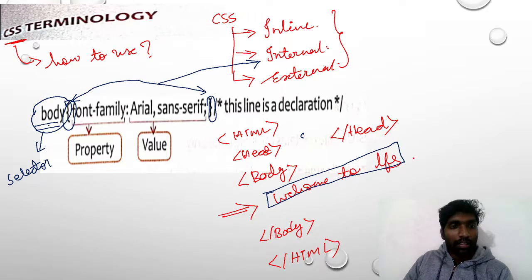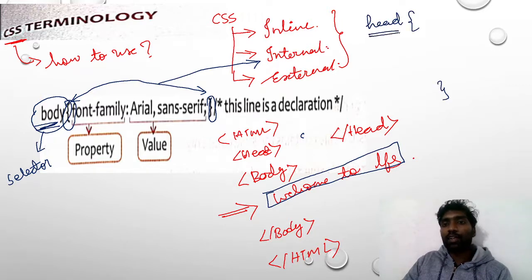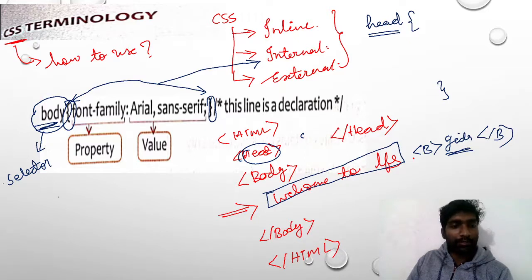Now see here, body selector. If I mention here head, and I open a bracket and close the bracket, now the selector is what? The head tag. So this tag is a selector. If I mention here B for bold, welcome to LFS, Gida, now Gida will be in bold, you know well. Now if I mention here B, open bracket and close bracket, this B is called the selector.